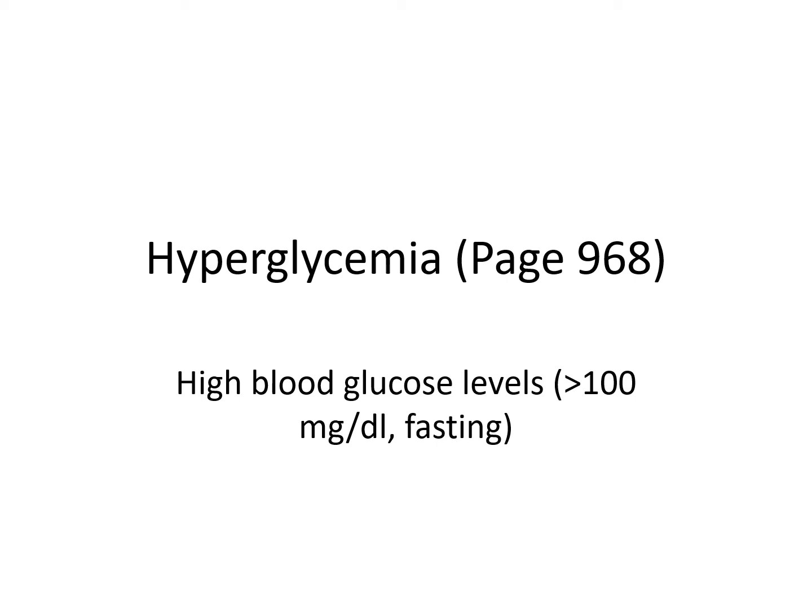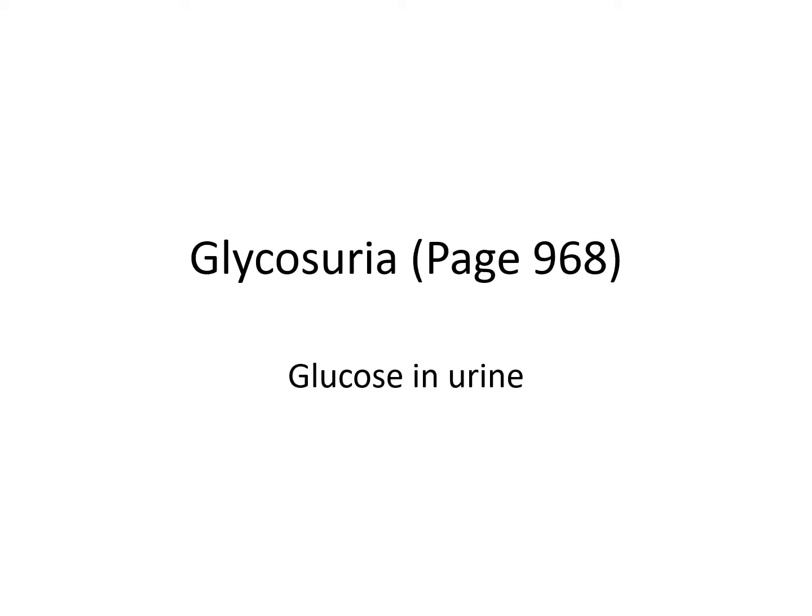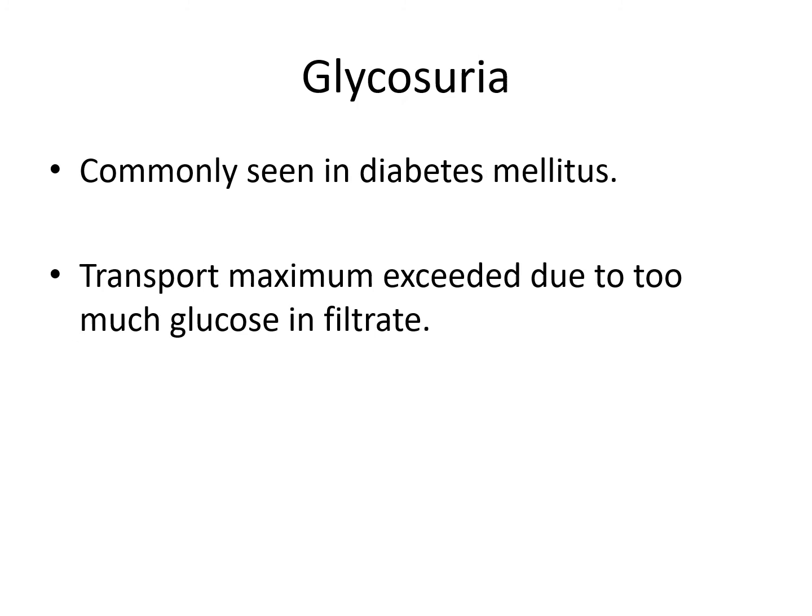Hyperglycemia. Well, this is high blood glucose levels, more than 100 milligrams per deciliter, measured while fasting. Glycosuria is glucose in the urine. Remember, there should not be too much sugar in the urine, and this is commonly seen in diabetes mellitus, and it results when the transport maximum is exceeded due to too much glucose in the filtrate. Remember, there's only so many transporters present in a membrane, and so once they've saturated, you've reached the transport maximum. And so for these glucose transporters, if there's too much glucose, then of course you're going to find glucose in the urine.